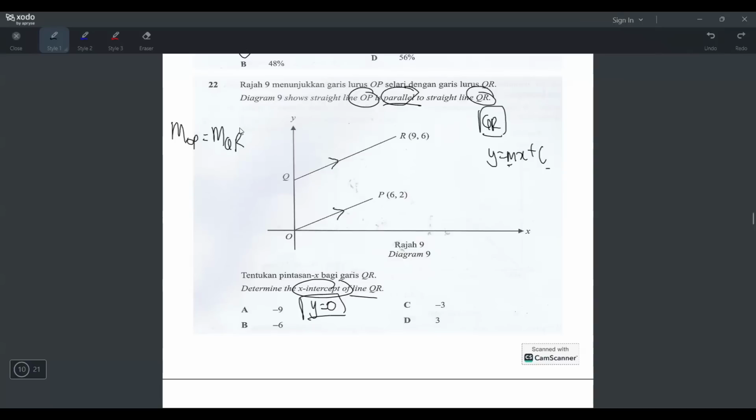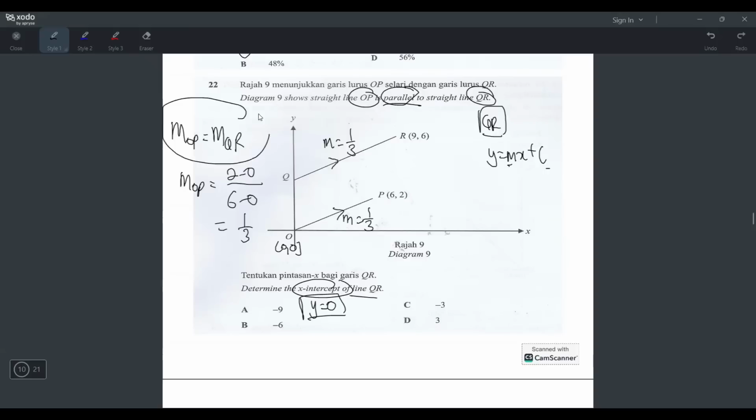So how to find the gradient of QR? Use the gradient of OP, because O's coordinate is 0, 0. And how to find the gradient of OP? The formula for gradient is y minus y over x minus x. So 2 minus 0 over 6 minus 0. So the answer is 1 over 3, right? But this one is the gradient of OP. What would be the gradient of QR? It will be the same, 1 over 3.